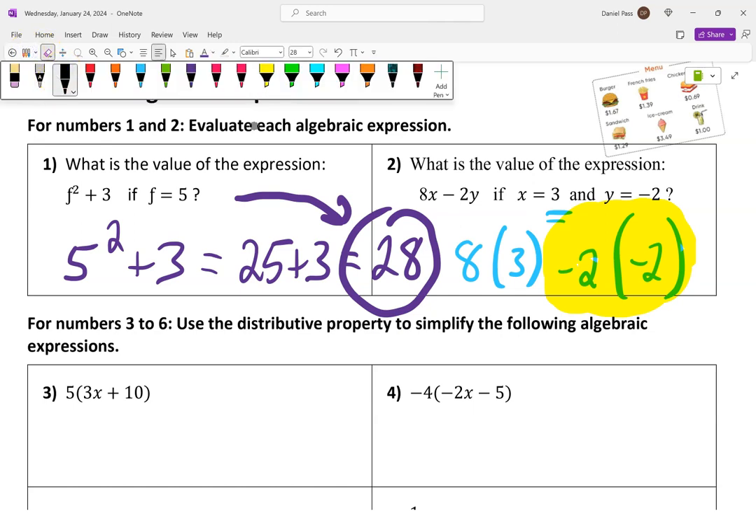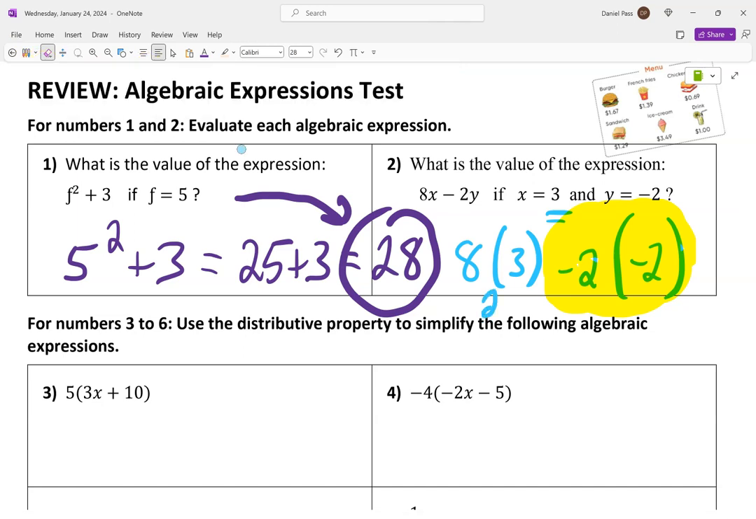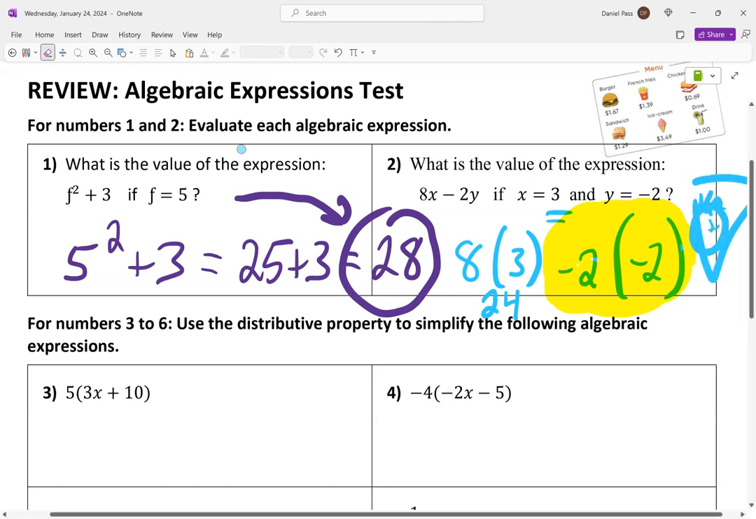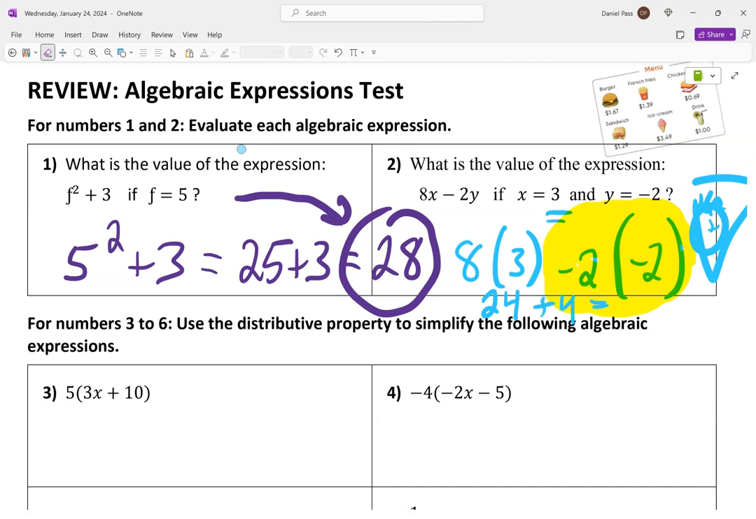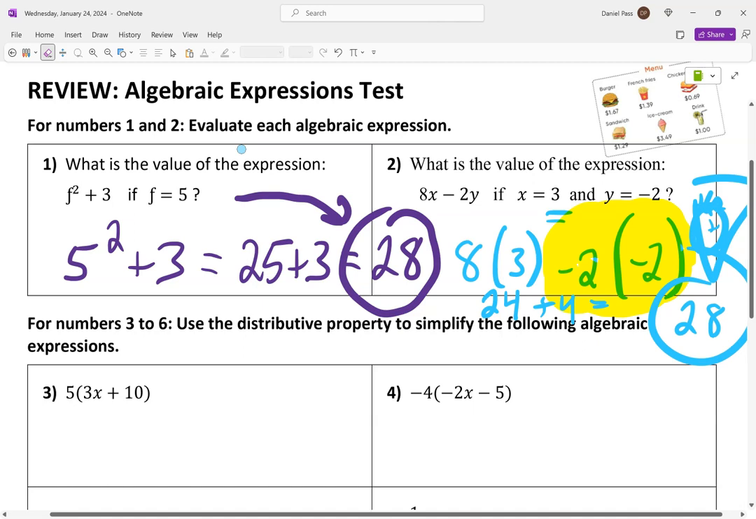So, 8 times 3 is 24. And negative times negative is a positive. So, positive 4. 24 plus 4, 28. Hey, same answer. I did not plan that.